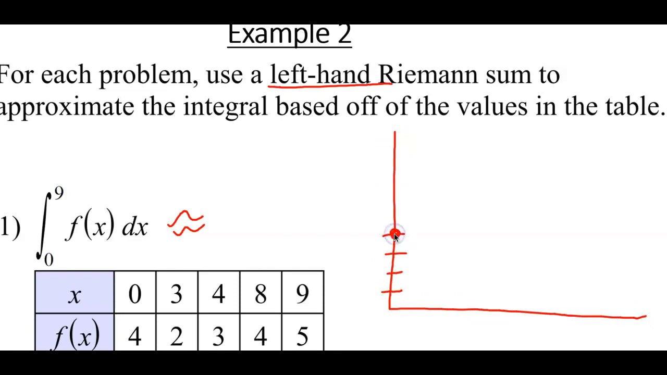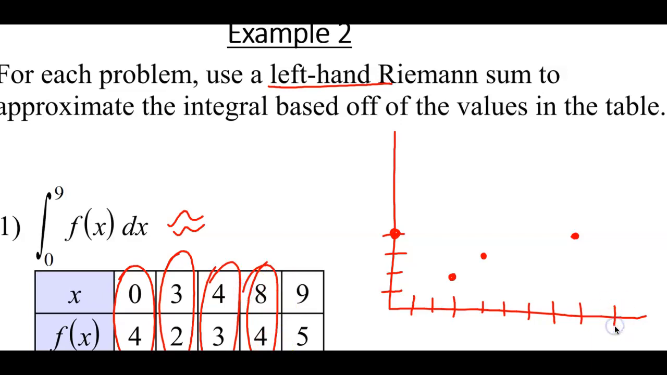0, 4. That's my first point. 3, 2. There's my second point. 4, 3. And then 8, 4. 5, 6, 7, 8, 4. 9, 5.